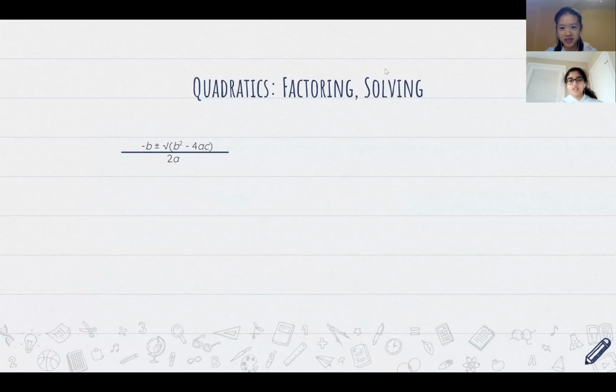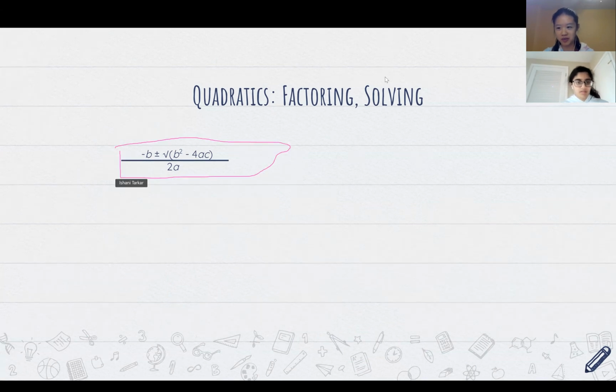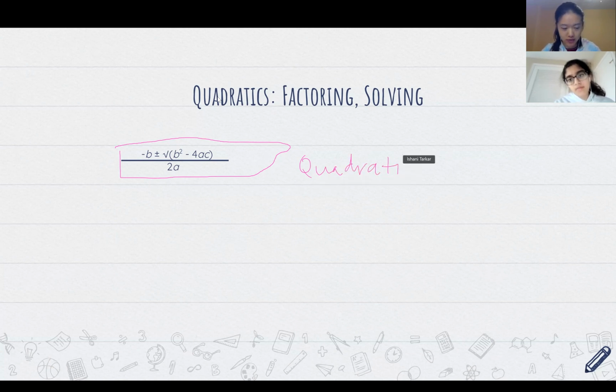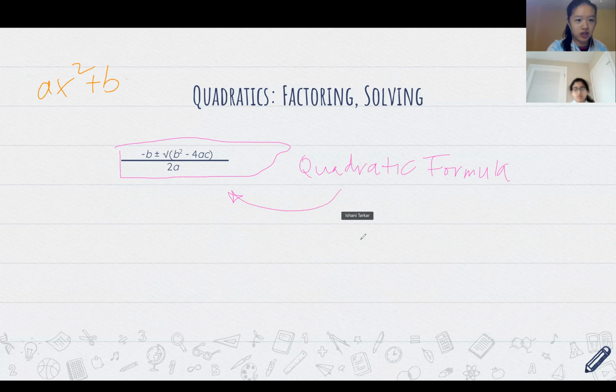Yeah. So basically, the quadratic formula is like the answer to all your factoring problems. The quadratic formula is negative b plus or minus the square root of b squared minus 4ac, and then the whole thing divided by 2a, where these coefficients represent the ax squared plus bx plus c equals 0.